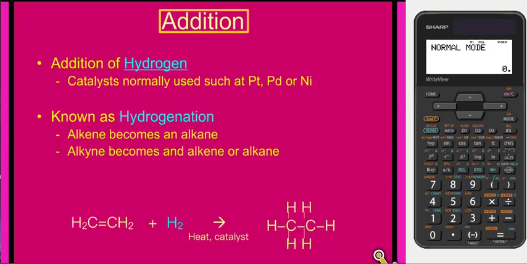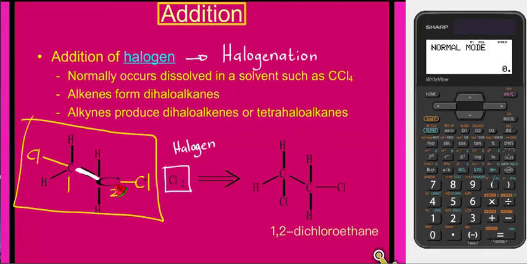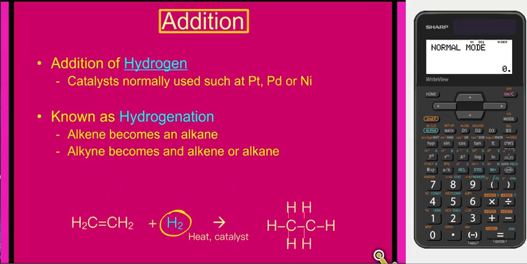So now we come to this one. When you look at this guy, it's hydrogen. So it should be called hydrogenation. Can you see now? It's hydrogenation. We are from this one here. They say it normally occurs dissolved in solvents such as carbon tetrachloride. That's a bomb, that thing. Okay, let's not even worry about that.